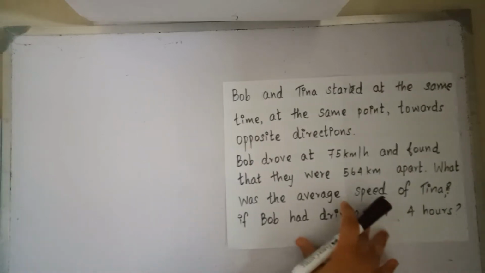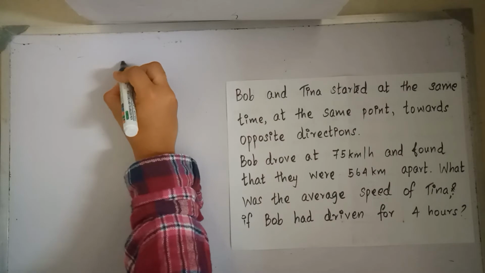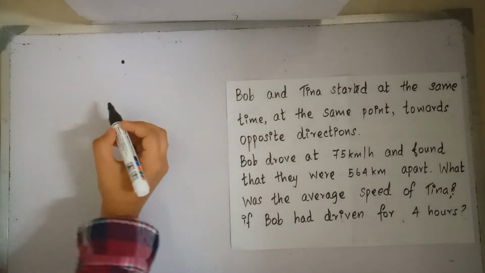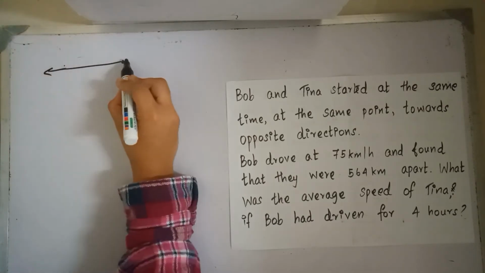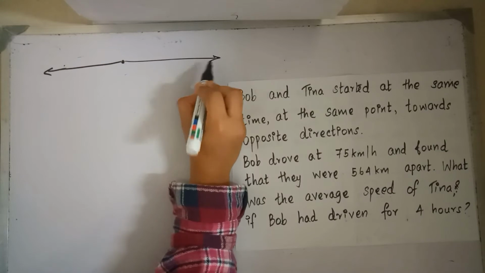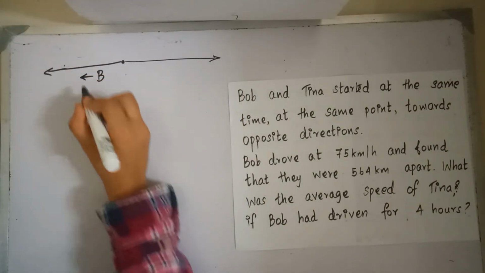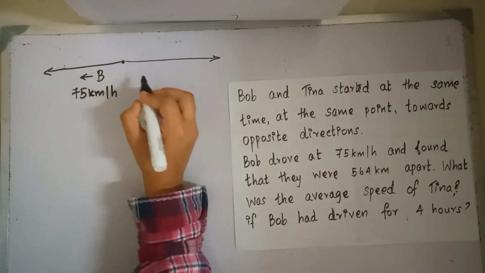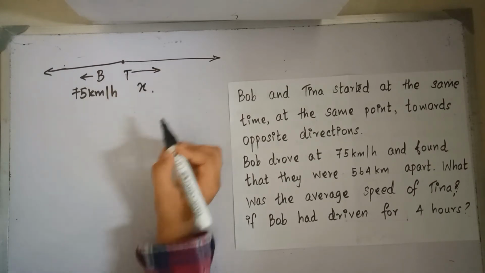Okay, so let's draw a diagram. Let's say that Bob and Tina start at this point at the same time. So they're traveling in opposite directions. One of them will go towards this direction and the other will go towards this direction. Let's say that Bob goes towards this direction. The speed of Bob is given, that is 75 km per hour. And Tina goes towards this direction. We don't know the speed.